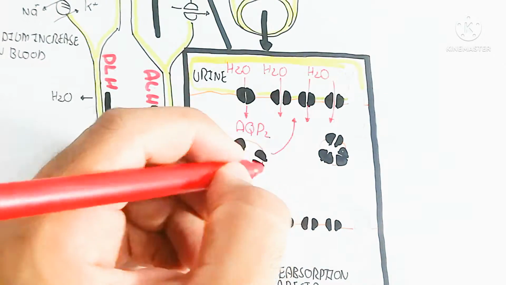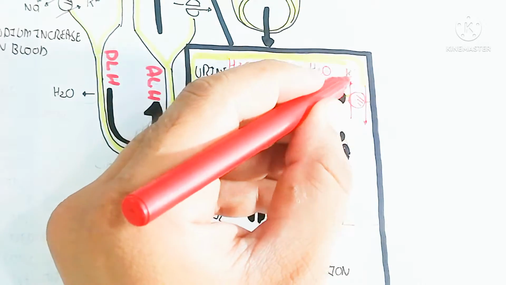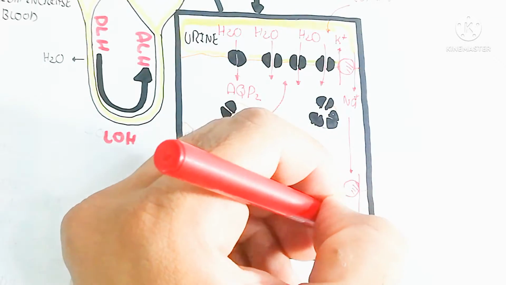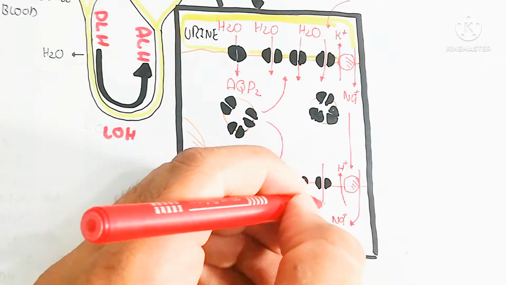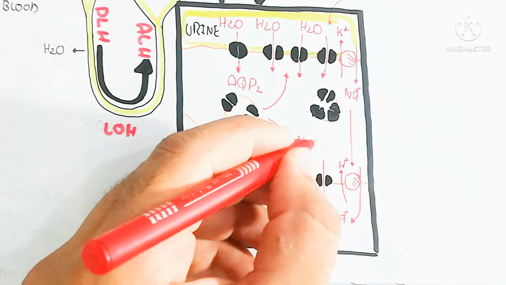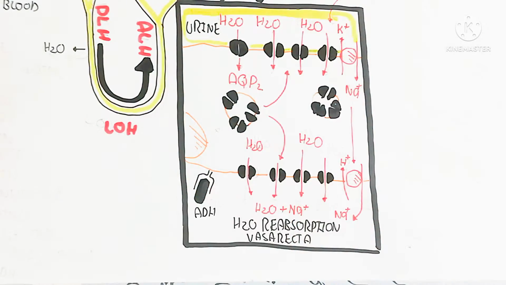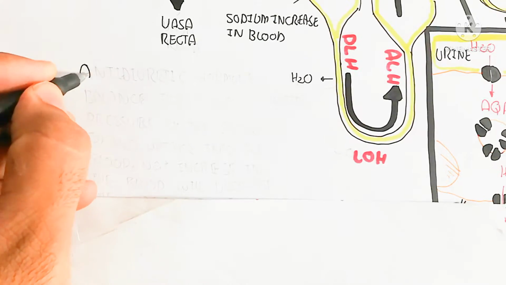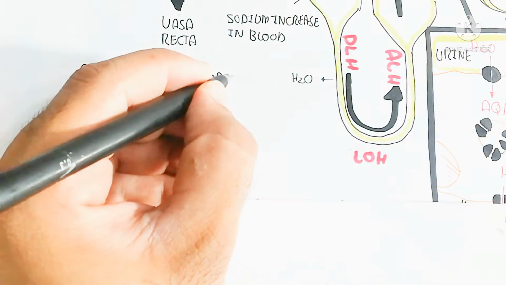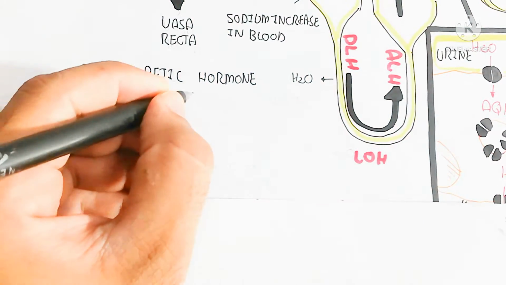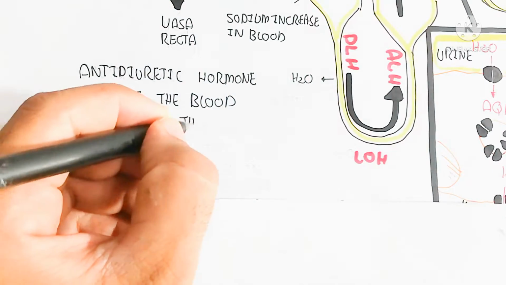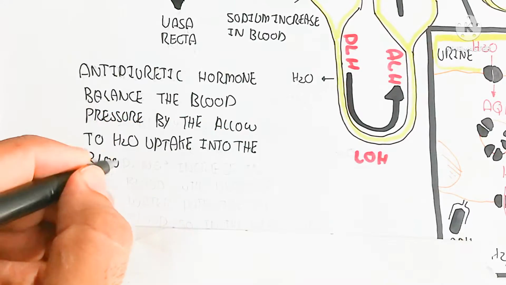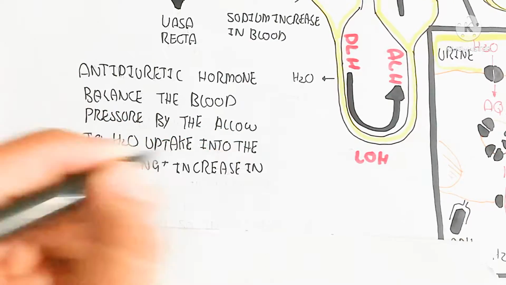This is how the channel is created. The aquaporin 2 receptor binds with the antidiuretic hormone, and this triggers the aquaporin channels inside the vesicle, which contains a tetrad of channels, to bind with the membrane on both sides, leading to reabsorption of water from the lumen into the vasa recta. So the antidiuretic hormone balances the blood pressure by allowing water uptake into the blood, and increased sodium in the blood decreases the water potential in the blood.